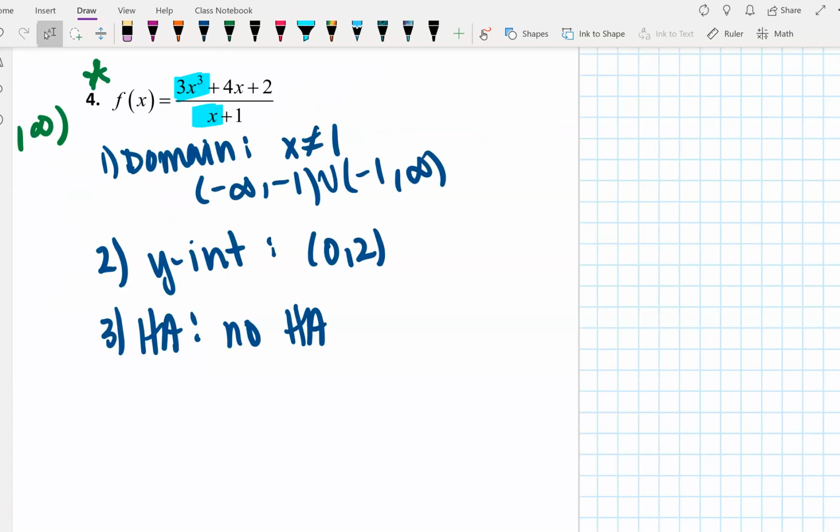All right, so for number 4, the domain is x can't equal -1. So you should have -infinity to -1 and -1 to +infinity. Here, there is an x-intercept, but it's an irrational number. You can't find it with how it is, so you can only find the y-intercept without a calculator. So I would only ask you to do that. So here your y-intercept is 0, 2. And there's no horizontal asymptote because the degree in the numerator is greater than the degree in the denominator.